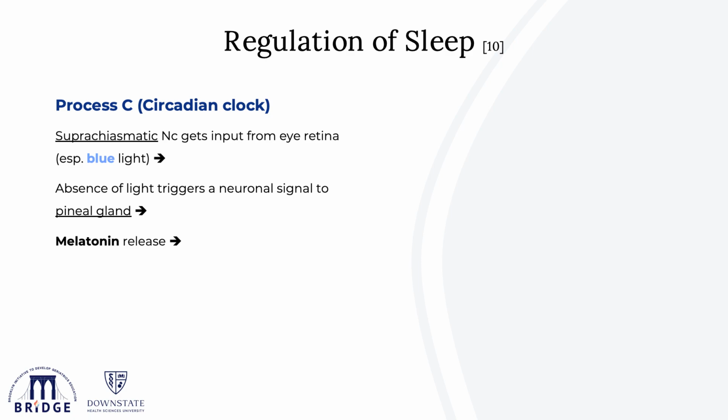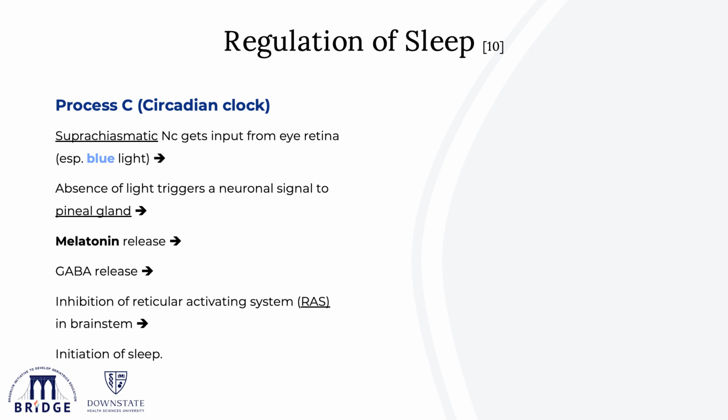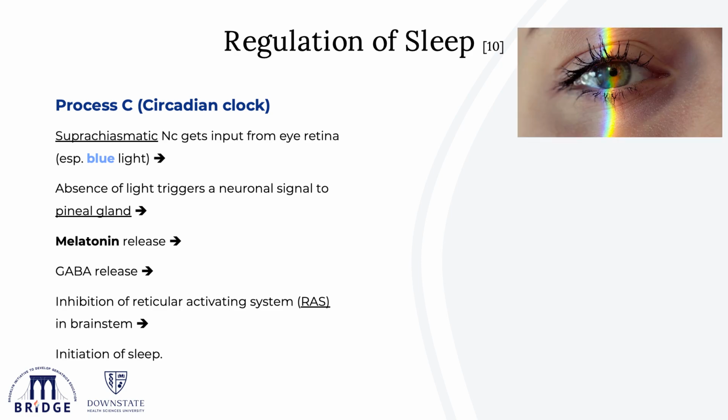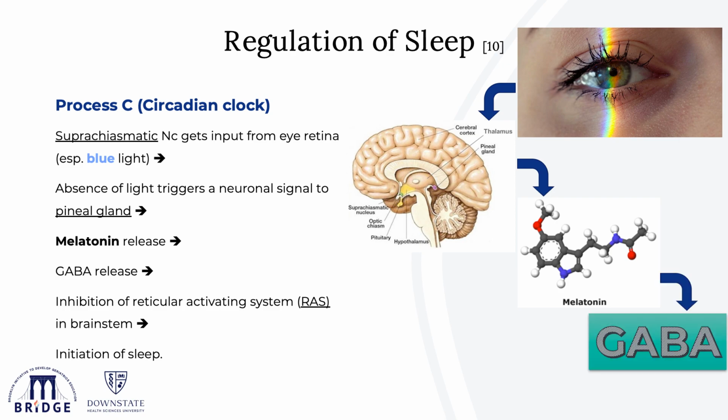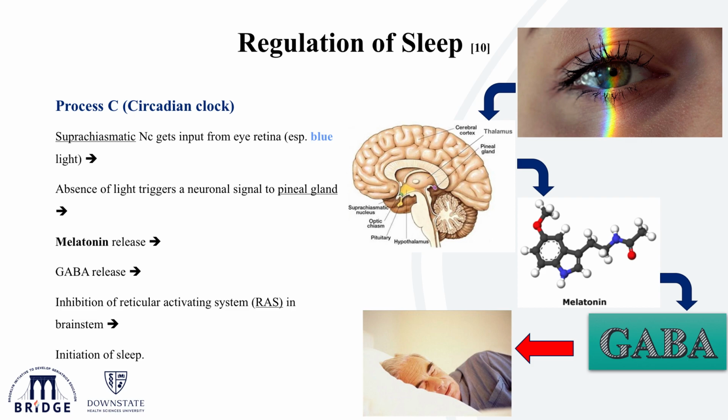Melatonin becomes released, releasing GABA, which inhibits the reticular activating system, the main arousal system in the brainstem, causing initiation of sleep. So let me go over this one more time. We start with darkness perceived by the eyes, signaling the suprachiasmatic nucleus and the pineal gland to start releasing melatonin, which increases GABA, which in turn inhibits the reticular activating system in the brain, initiating sleep.